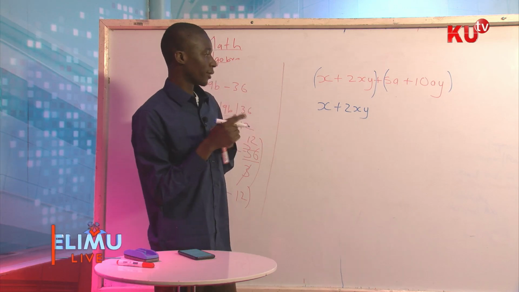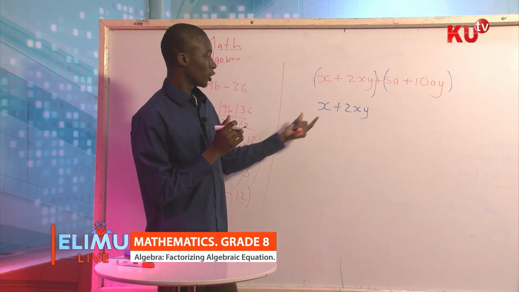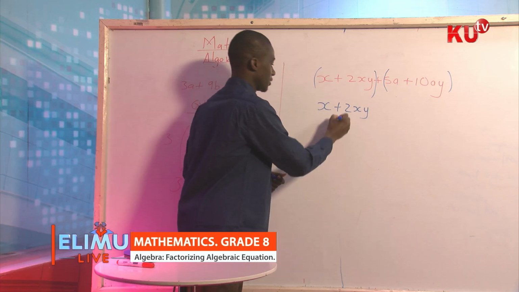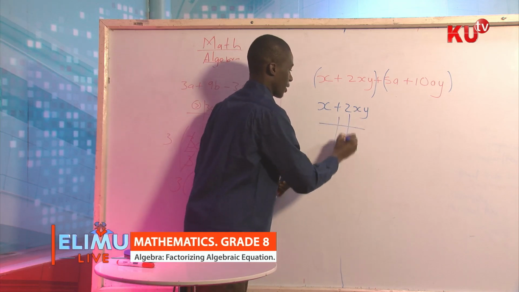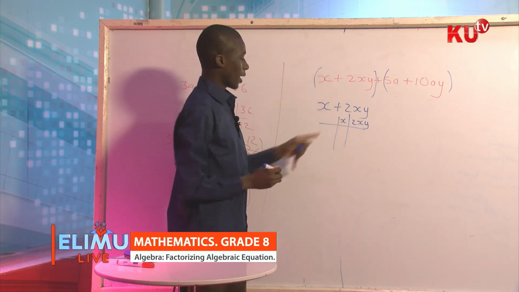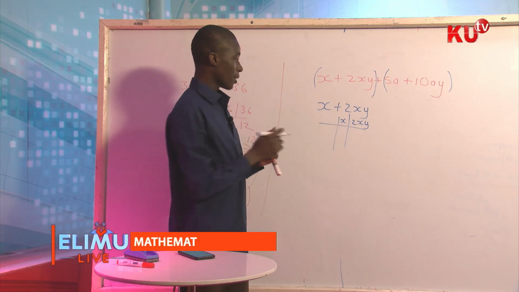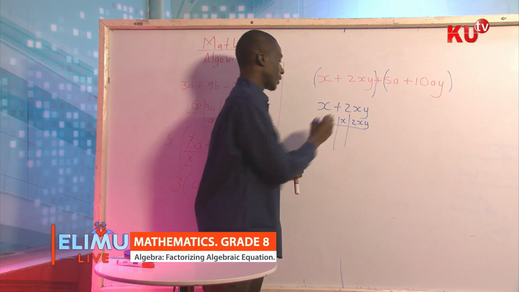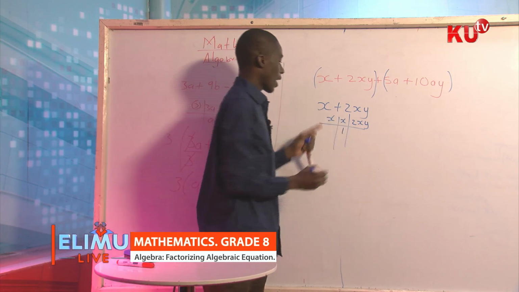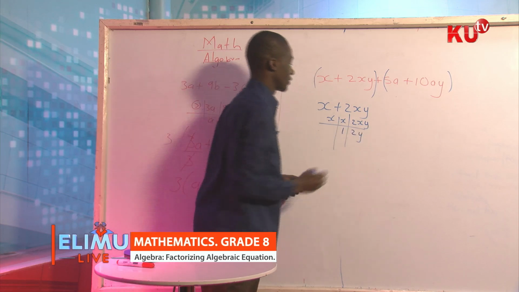Now what I'm going to do is repeat factorization of an expression with 2 terms, which is to obtain the GCD of the 2 terms here. From my GCD table, I have an x and I have a 2xy. An x appears in the first term and another x appears in the second term, meaning x is a common term that can divide the 2 parts. x will divide x once, and x will divide 2xy, giving 2y.